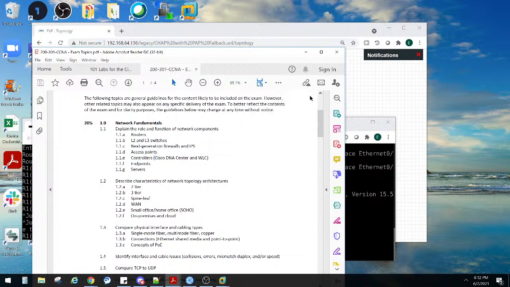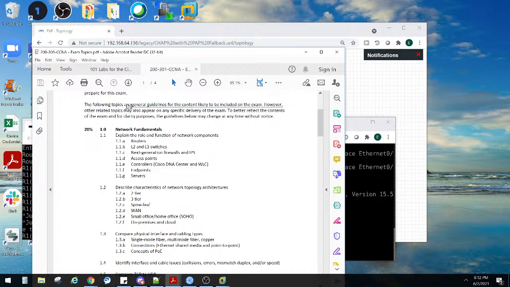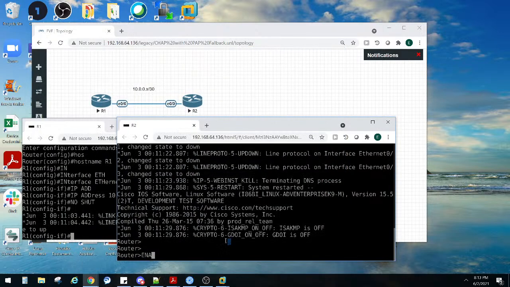However, remember this part right here, this little last sentence right here, right? The following topics are general guidelines for the content likely to be included on the exam. However, other related topics may also appear on any specific delivery of the exam. So in other words, any of this is free game. They can throw anything they want at you. It doesn't have to necessarily be in the exam topics, guys. So, pay attention to that. So maybe that's why Paul Browning put it in the book here.